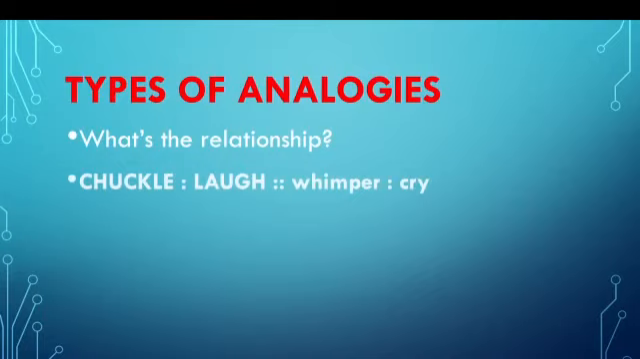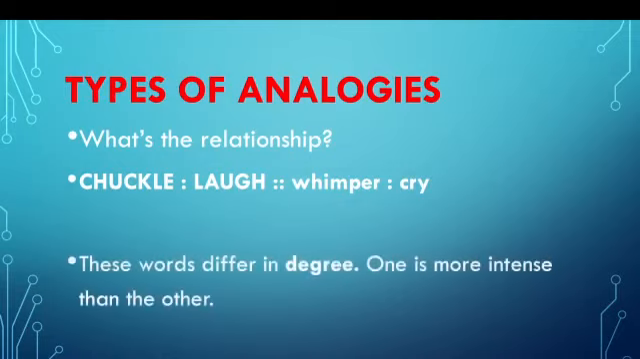Next, what's the relationship? Chuckle is to laugh, as whimper is to cry. Well, these words differ in degree. One is more intense than another. For example, to chuckle is a slight laugh, but somebody who is laughing, that's the full emotion. A whimper is a short cry, whereas a cry is the full emotion. One is more intense than the other. They are differing in degree.